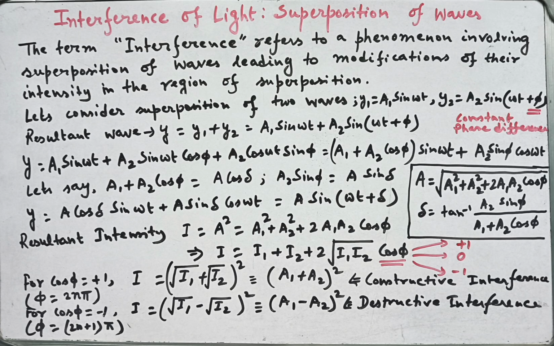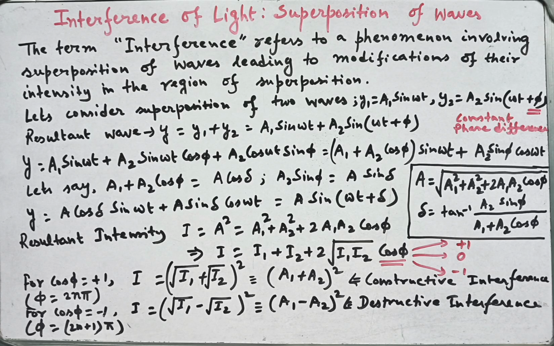Now today I'll start interference of light. Now what is interference of light? This is basically superposition of waves. Now the term interference refers to a phenomenon involving superposition of waves leading to modification of their intensity in the region of superposition. Now let's consider superposition of two waves.